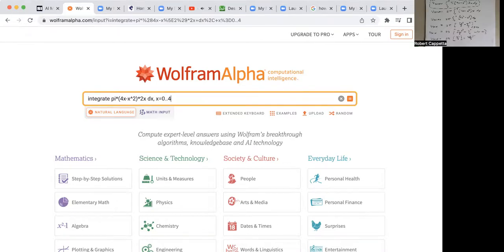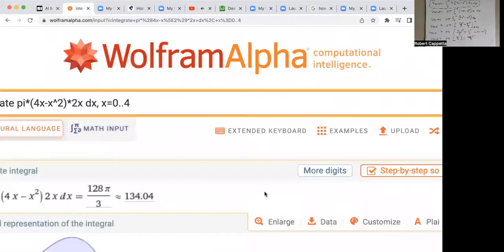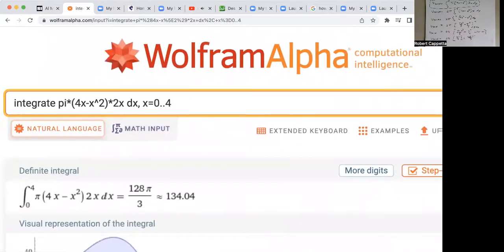And let's see what Wolfram Alpha says. 128 pi over 3, which is what I thought the answer was. So I guess that looks correct.